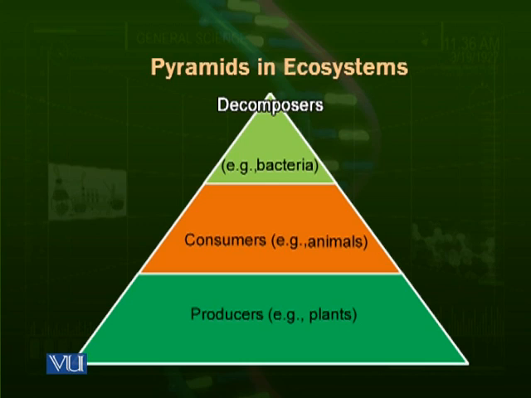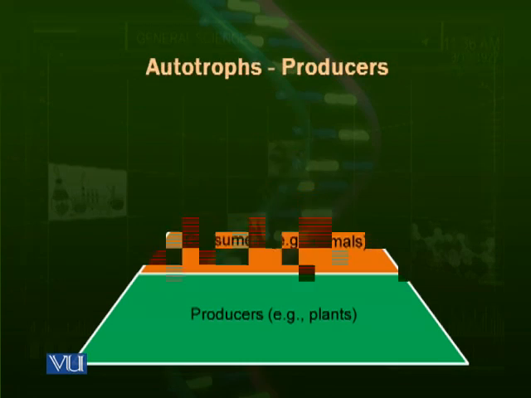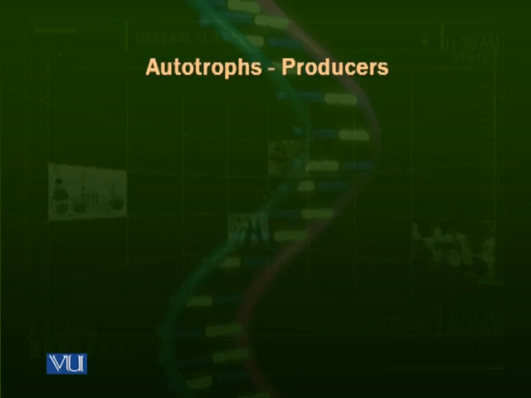Then come the consumers, less in number than producers because they have to consume the producers. Then the decomposers, which have to decompose both the producers and the consumers. The bacteria, the fungi, they are usually more or less in comparison to producers and the consumers in terms of numbers. Producers, we call them autotrophs.